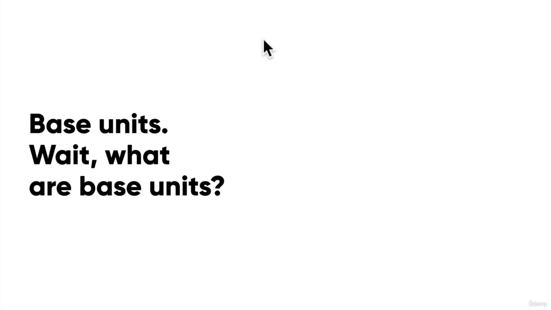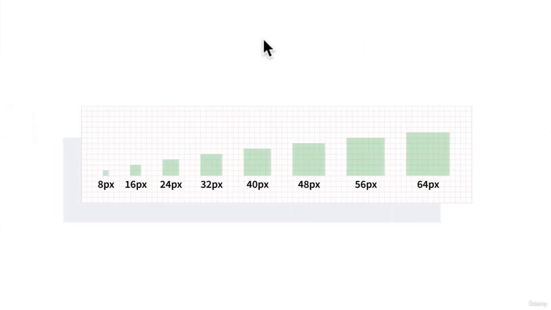Now, this is what defines what every single measurement will be a multiple of. Why? This makes our designs consistent, improves how we hand off to developers, and reduces the amount of decisions we need to make as a designer. So what should you set your base unit to? I use an 8-pixel base unit because it makes scaling for a variety of devices really easy.